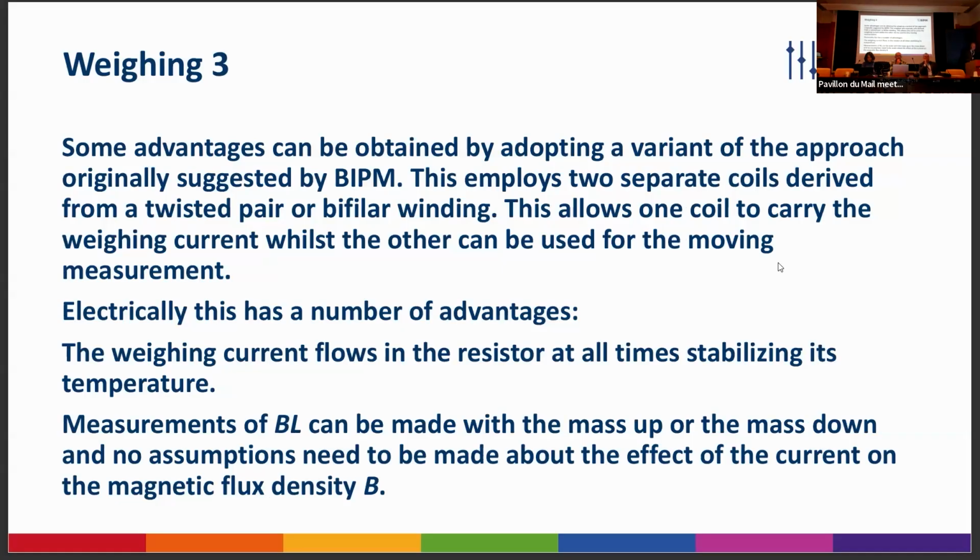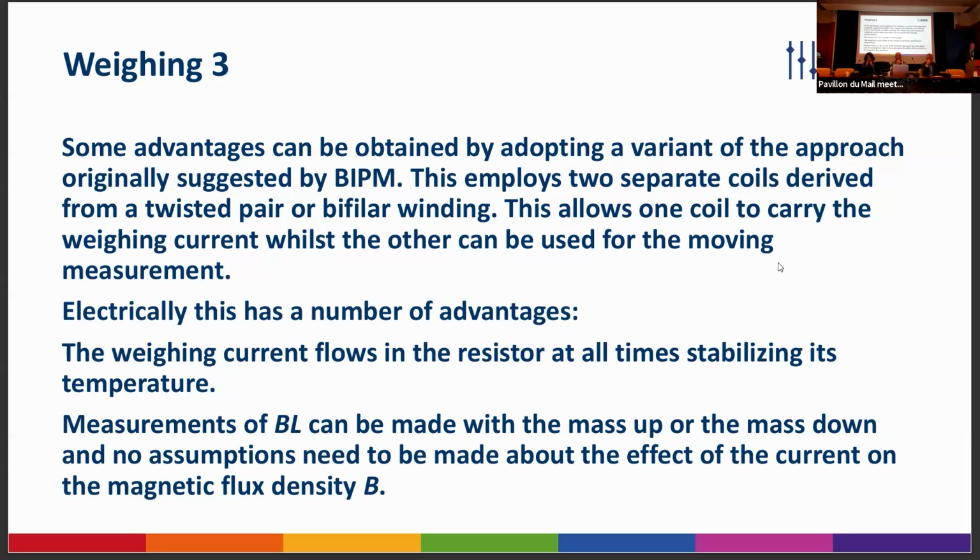But you can, some advantages can be obtained if you adopt a variant of the approach originally suggested by BIPM. This employs a couple of separate coils. We've talked about this in the past, but two separate coils derived from either a twisted pair or a bifilar winding, allowing one coil to carry the weighing current while the other can be used for the moving measurement. It has a number of advantages.